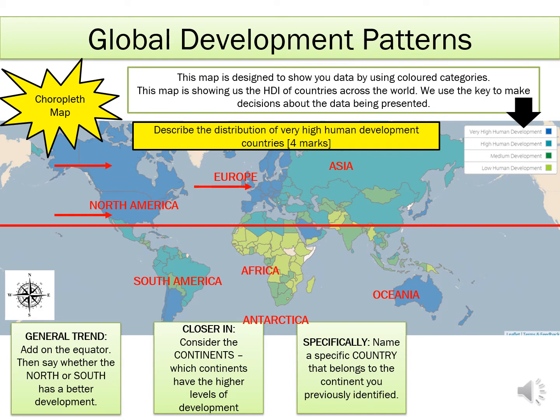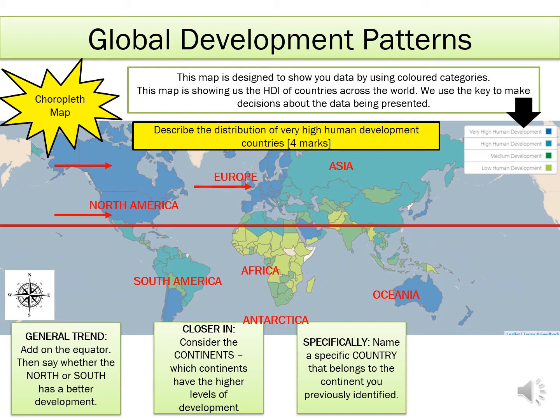Specifically, you would name a specific country that belongs to the continent that you have identified. If you have said that North America has a high human development, don't then say the UK is a specific country. You would need to talk about the USA, or you would need to talk about Canada.